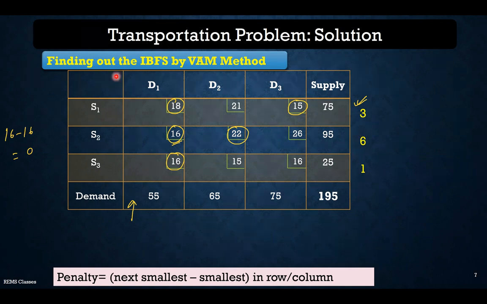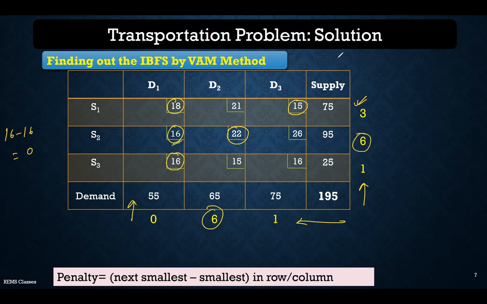So this is the first step. What we are doing in the Vogel's approximation method is finding the penalty. We have found the penalty for each row and for each column. These are the penalties for the respective rows and these are the penalties for the respective columns. Now we will select the maximum penalty. We have two maximum penalty values, 6 and 6.